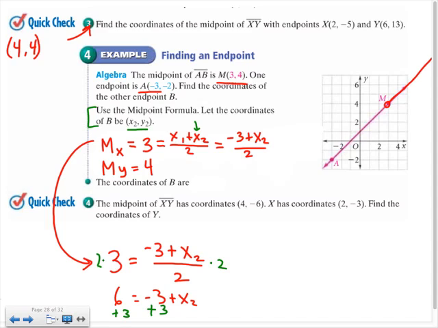So I find that x2 is 6 plus 3, or 9. And x2, remember, was the x-coordinate of point B. So I can actually start writing my final answer. I don't know anything about y just yet, but I do know that the x-coordinate of B is +9. So all this work down below here is really just some algebra. I'm going to go ahead and erase that.